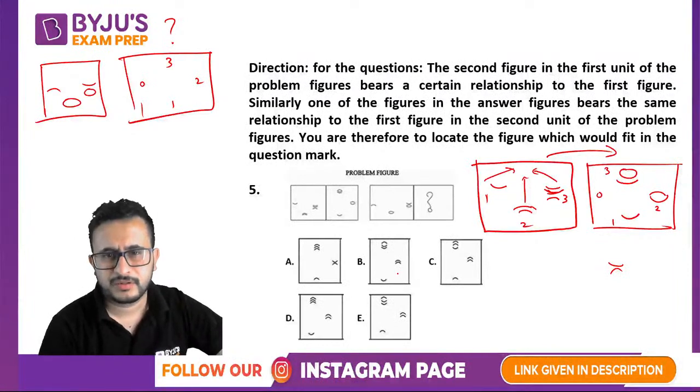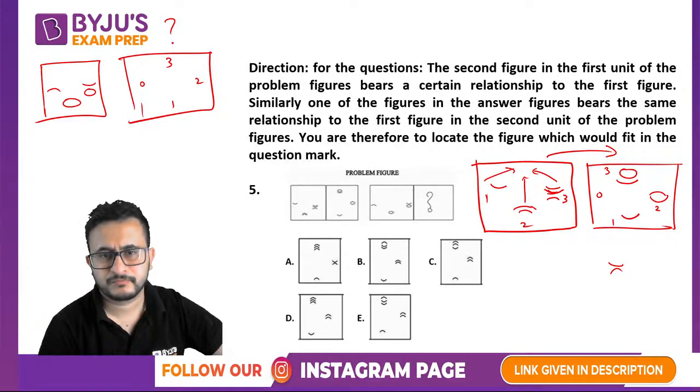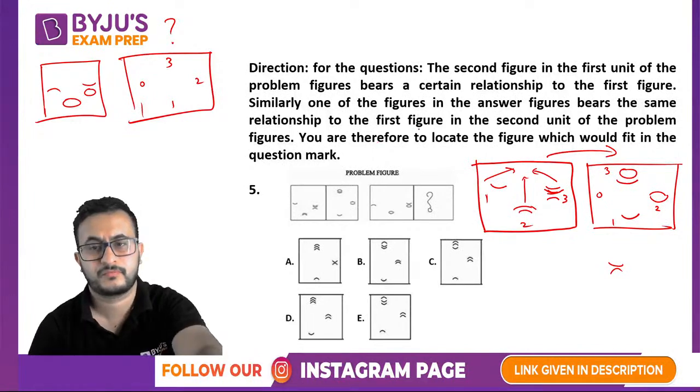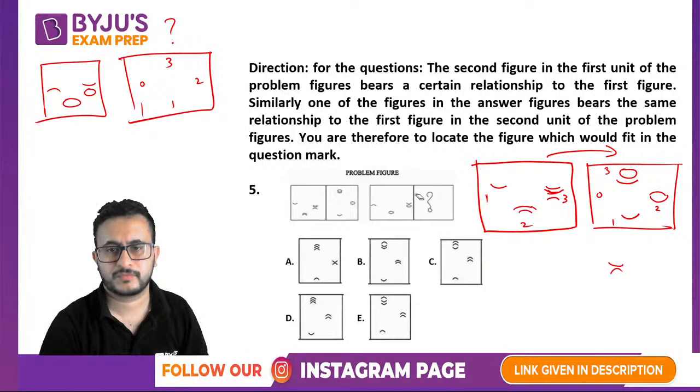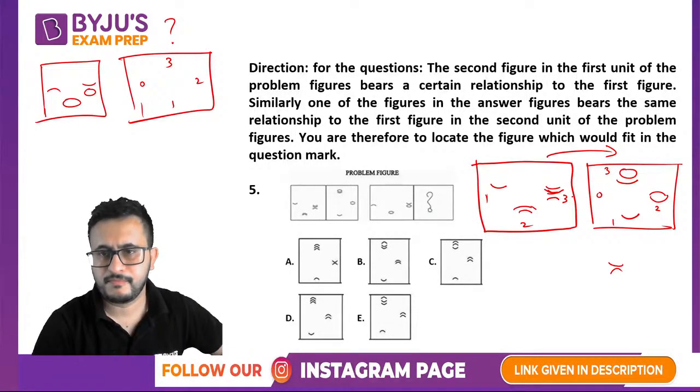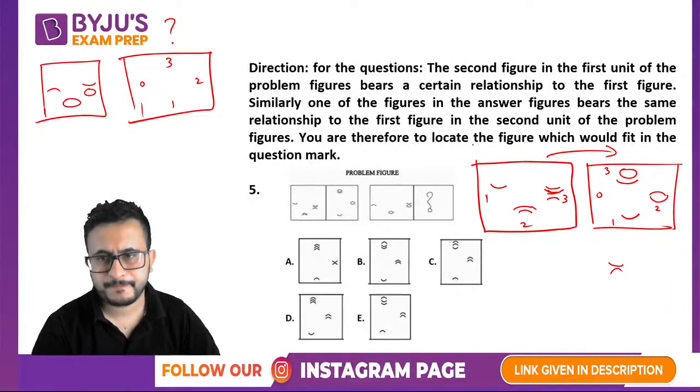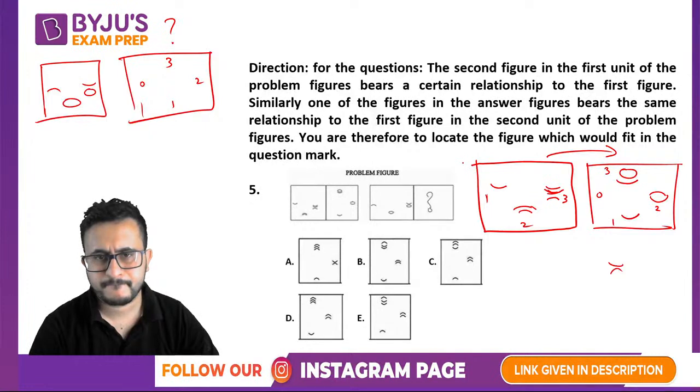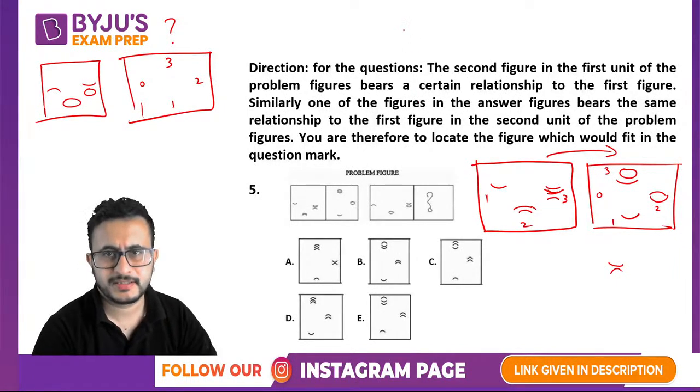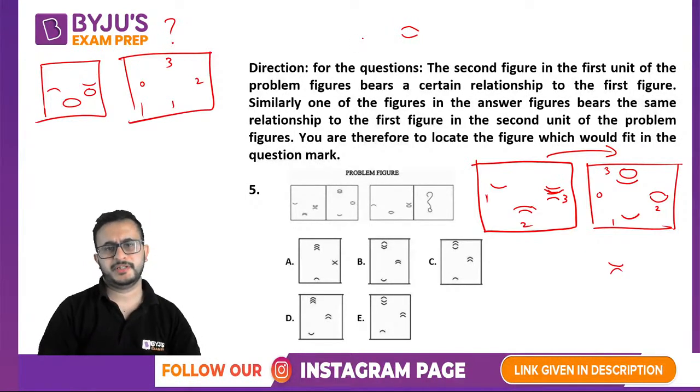Let us look for the oval shape that you are seeing. There are basically two lines connected with each other.